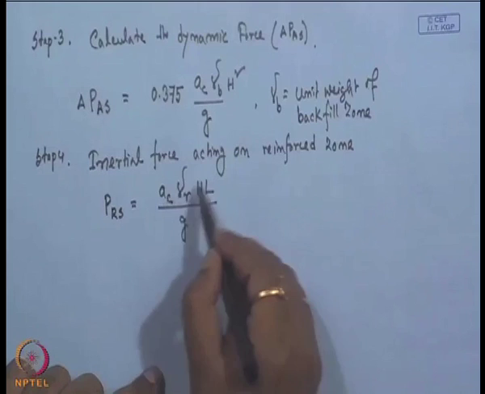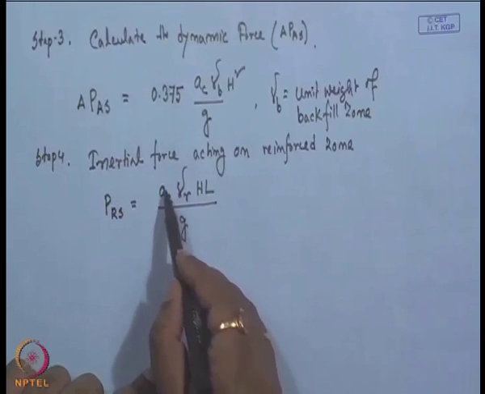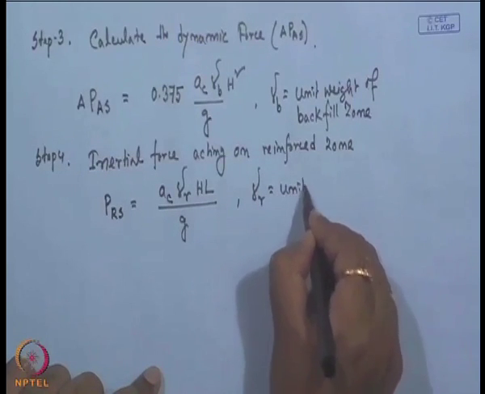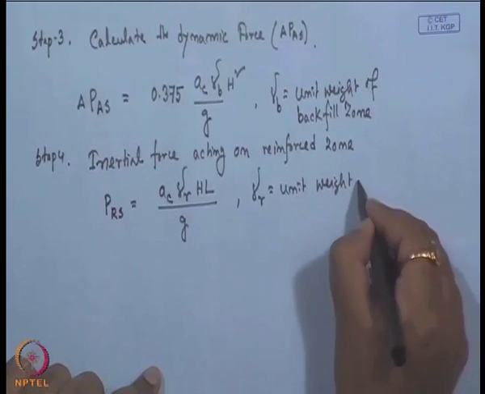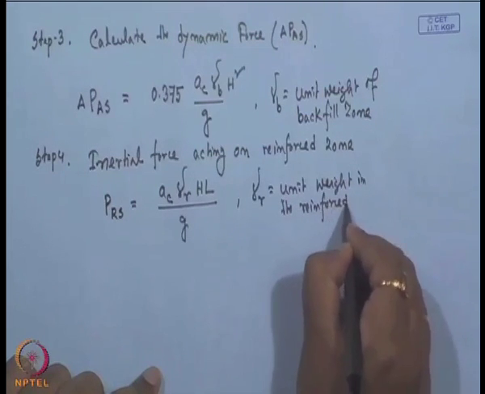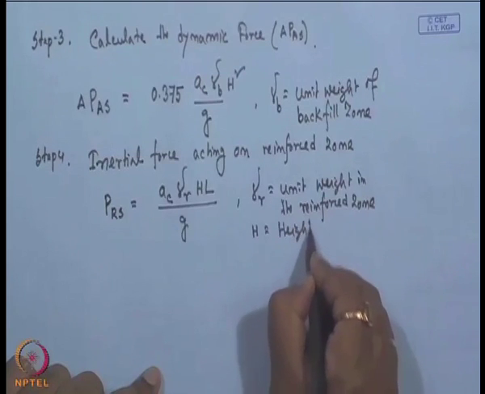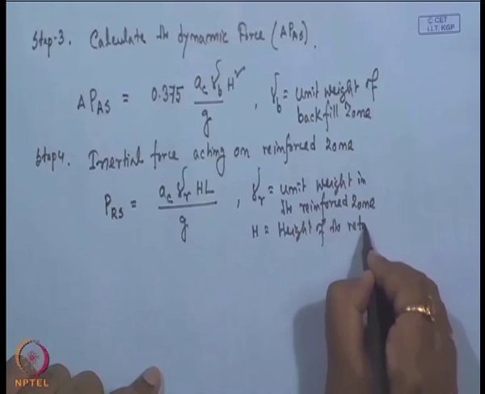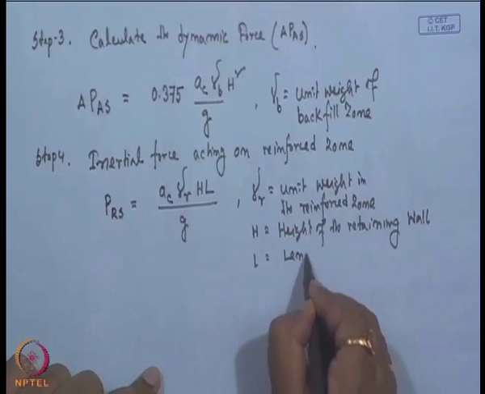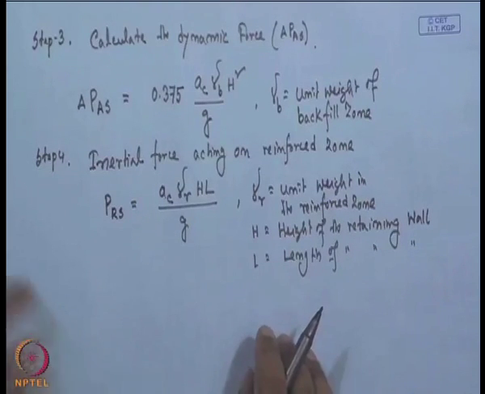So, mass into acceleration, that is the inertial force. Here, acceleration in the reinforced zone is A_C, and gamma_R is the unit weight in the reinforced zone, H is the height of the retaining wall, L is the length of the retaining wall, and g is the acceleration due to gravity.